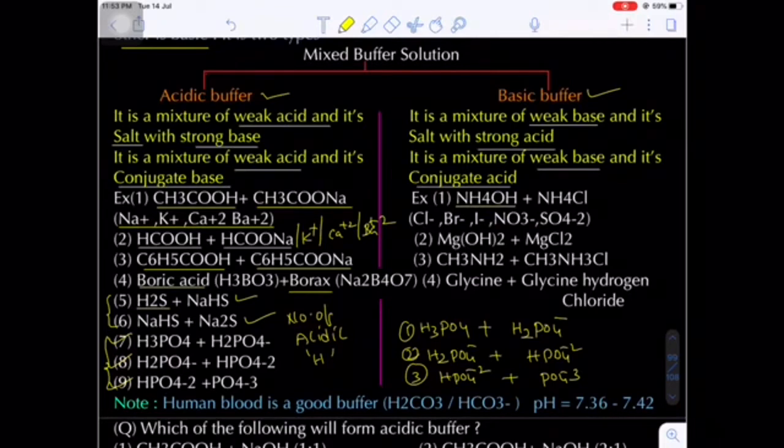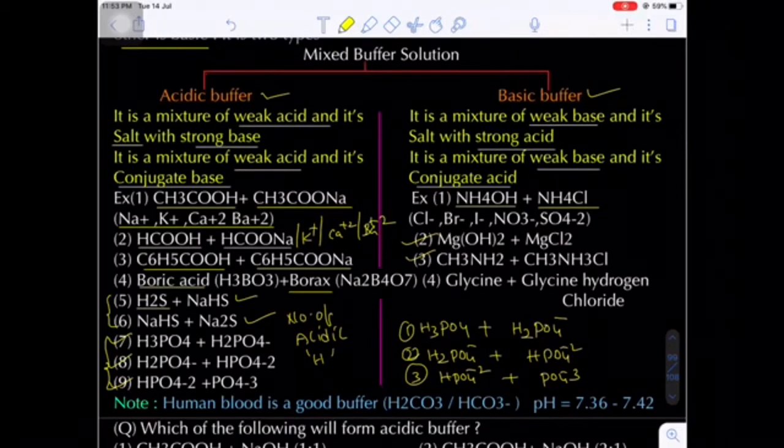Now come to basic buffer examples. Do you know ammonia or ammonium hydroxide is a weak base and its salt with hydrochloric acid is ammonium chloride. Even if you want to take hydrogen bromide, HBr, or hydrogen iodide, HI. If you take nitric acid, ammonium nitrate. If you take sulfuric acid, ammonium sulfate. All these are examples of basic buffer. Okay, magnesium hydroxide, magnesium chloride.